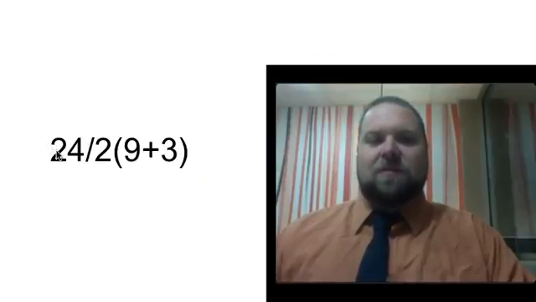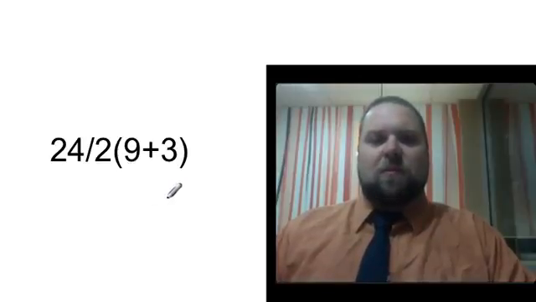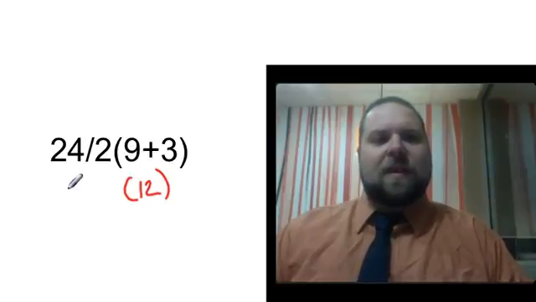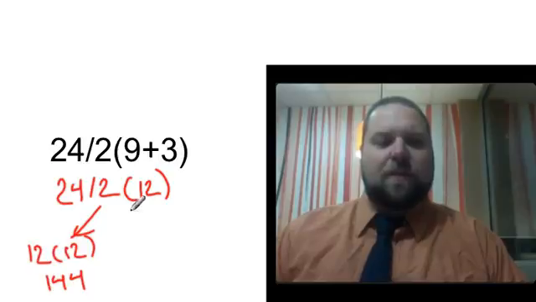We have 24 divided by 2 times 9 plus 3. So we look at what we should do first, and I think we would probably all agree that we need to do 9 plus 3 first. So 9 plus 3 is, of course, 12. And then we have the rest of this, 24 divided by 2. There are now two ways that we can do this. We can do the division first. 24 divided by 2 would be 12. And then 12 times 12 is, of course, 144.